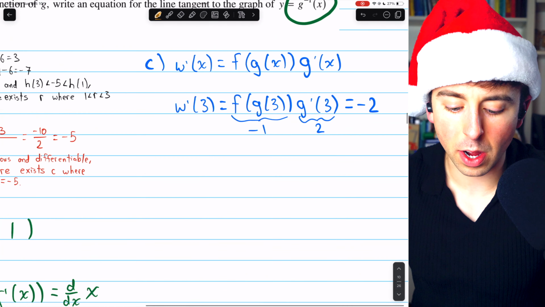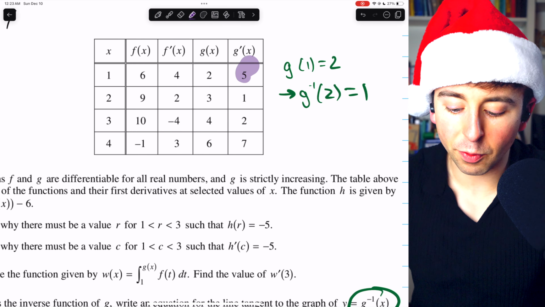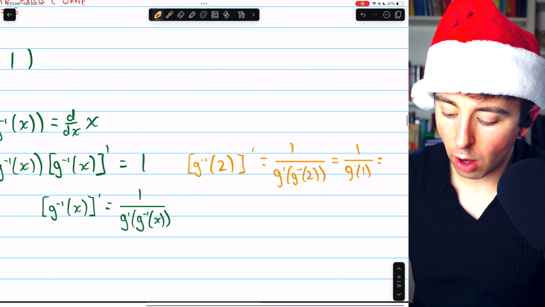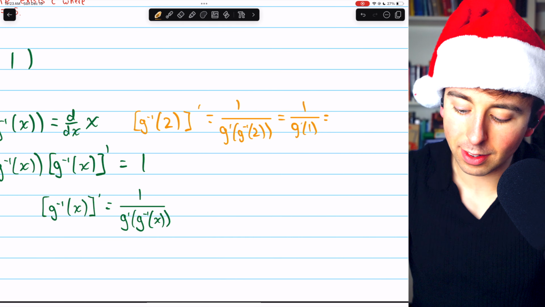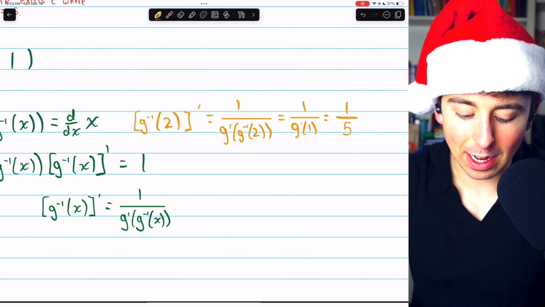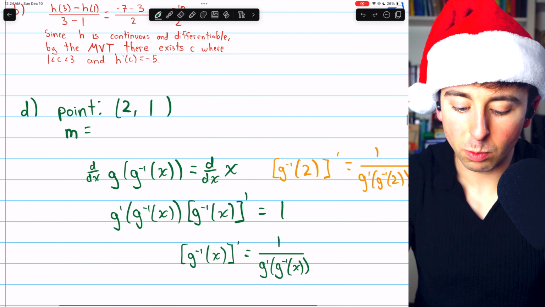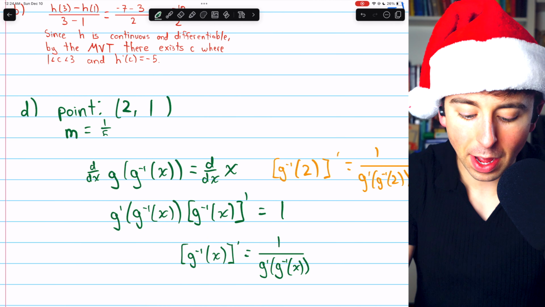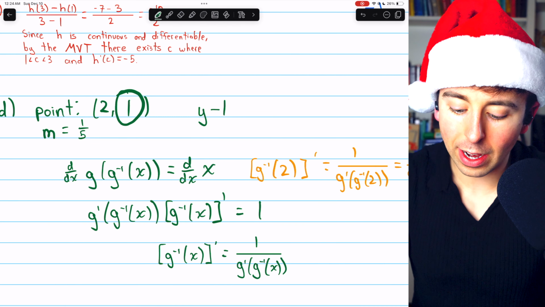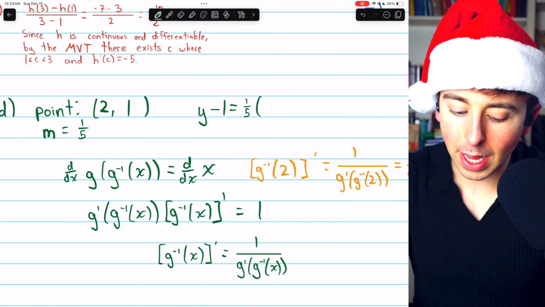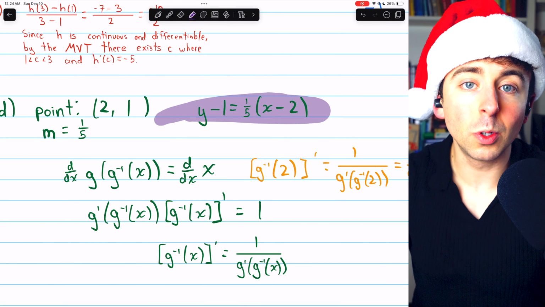And what is g prime of 1? Going back to the table, we see that g prime of 1 is 5. So this should be 1 over 5. I'm going to have to move everything to the left a little bit so I have room for this. This is 1 over 5. And that inverse derivative formula really comes in handy. All right, so finishing the tangent line, we have a point, (2, 1). We just figured out the slope, 1 over 5. So we can go ahead and write the equation of the tangent line using point-slope form. Y minus the y-coordinate equals the slope multiplied by x minus the x-coordinate. And there you go. That is our answer to part D.